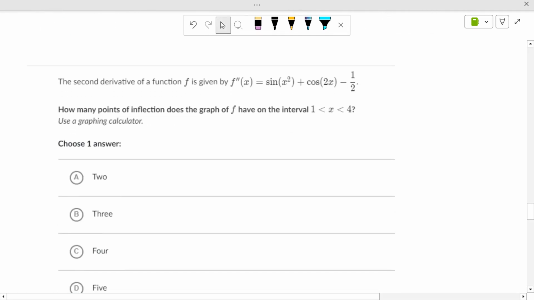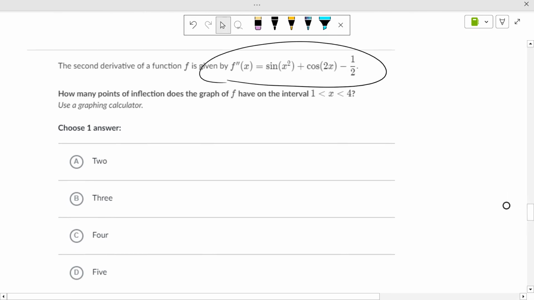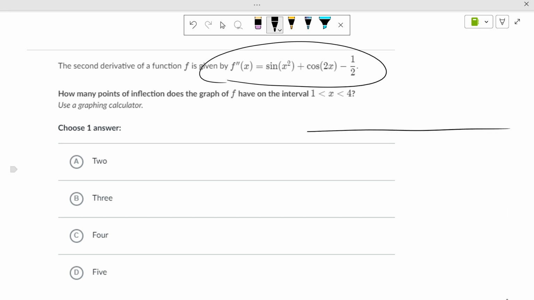The next problem gives me another second derivative problem. How many inflection points does this have? An inflection point is where this will cross the x-axis, because that's where the second derivative is equal to 0. So please, somebody, put this in your graphing calculator. And the key here is the interval from 1 to 4, because this will go up and down constantly. We need to be in radian mode for this to work. Graph. There we go.